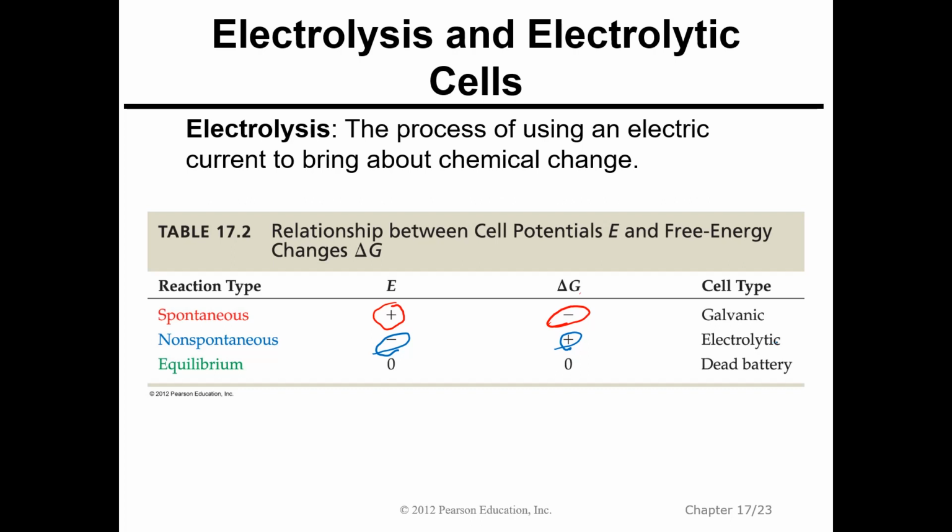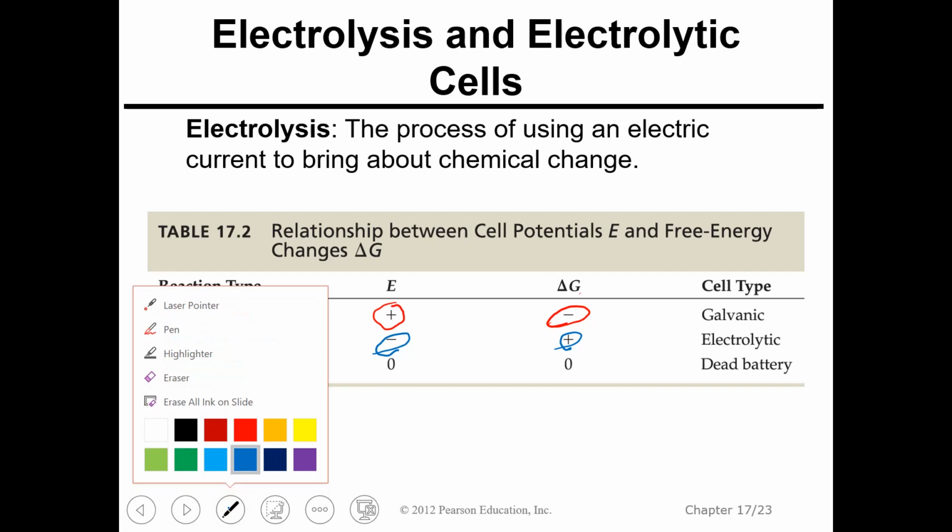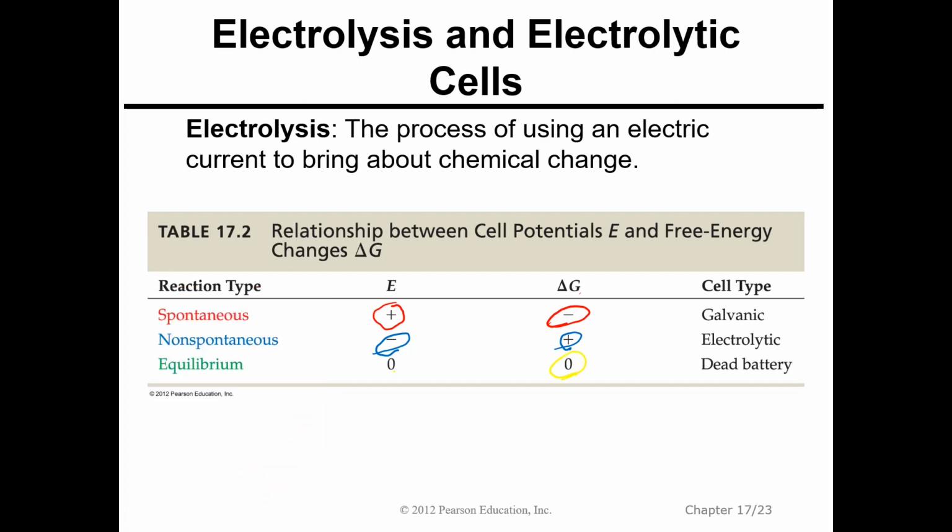So that's the case where you have an electrolytic cell. We're forcing this reaction to happen. We have to give it some energy in order to cause this reaction to happen. So that's going to be non-spontaneous. So an electrolytic cell uses electrical energy to convert to chemical energy. If you're at equilibrium, where delta G is 0 and E is 0, then you have a dead battery, which means no current is flowing.